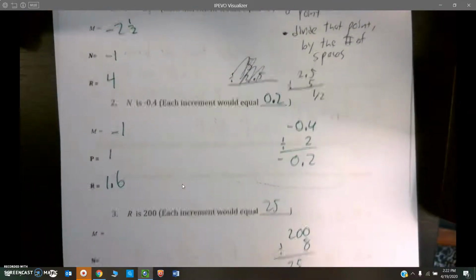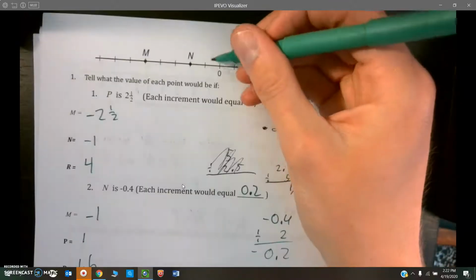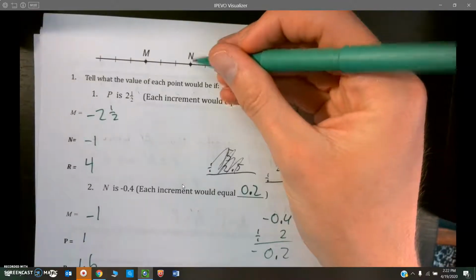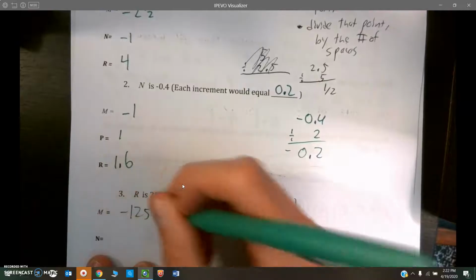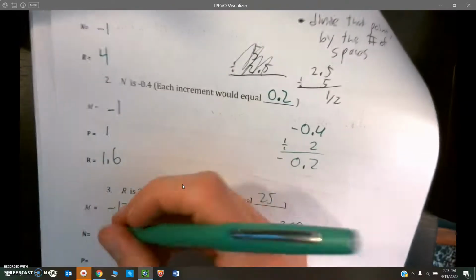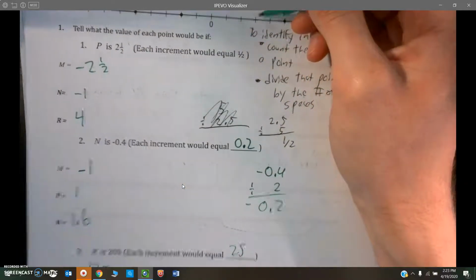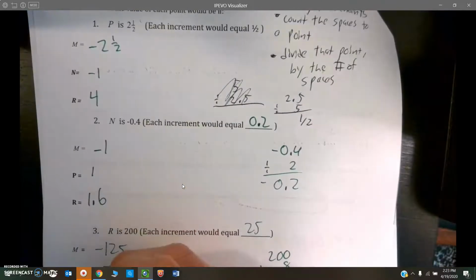So then in this case, if everything is counting by 25, this would be -25, -50, -75, -100, -125. N would be -25, -50. P would be 25, 50, 75, 100, 125.